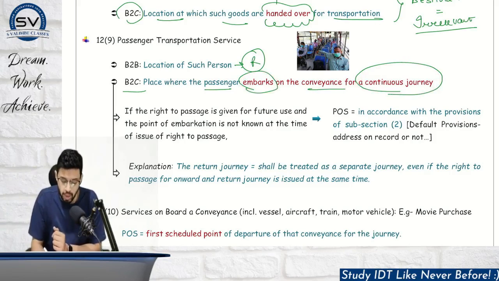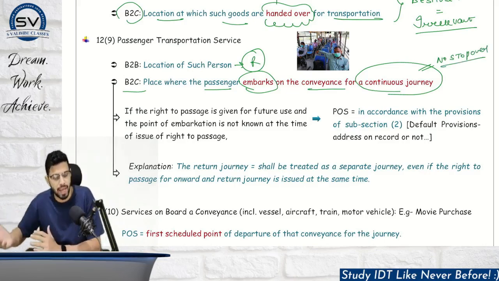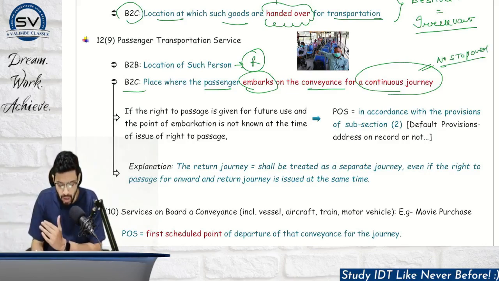Now, what do you mean by continuous journey? Continuous journey basically means there is no stopover. And what do you mean by stopover? Stopover means basically he disembarks the conveyance, he takes a break and then he resumes later. So it should be a continuous journey.